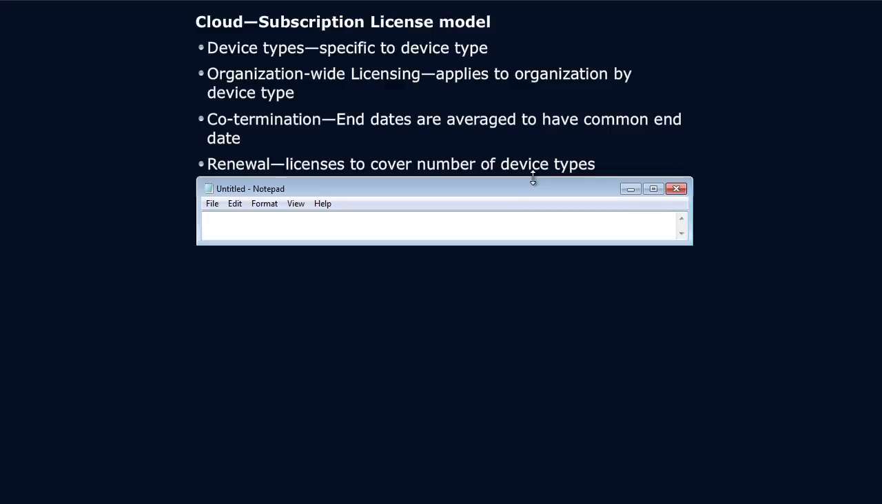Next up, renewal. Renewal licenses cover the number of device types. So I need a renewal when I have run out of licenses. So let's take for example, if I had 5 APs, and we only had 2 AP licenses applied for renewal, we would really only have 2 licensed APs. It would be 3 APs over the limit in that case. And therefore, we would be out of compliance, right?